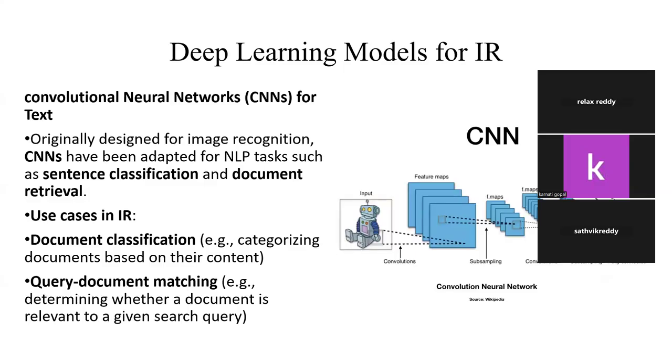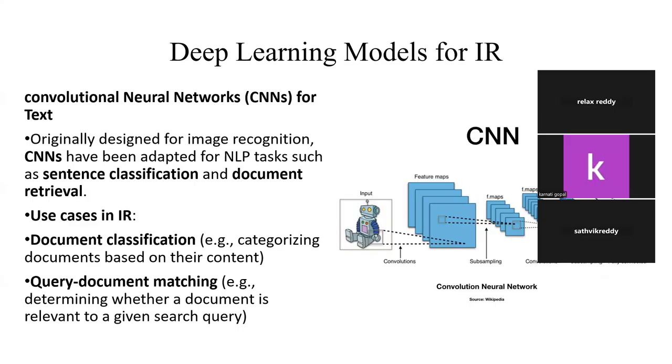Let's see the deep learning models for information retrieval. There are different types of models in deep learning for information retrieval, such as convolutional neural networks, originally developed for image recognition tasks, which have been successfully adapted for text-based tasks in natural language processing, including those in information retrieval. In information retrieval, convolutional neural networks are used to identify local patterns within text data, such as specific sequences of words, which can be crucial for tasks like sentence classification and document retrieval.